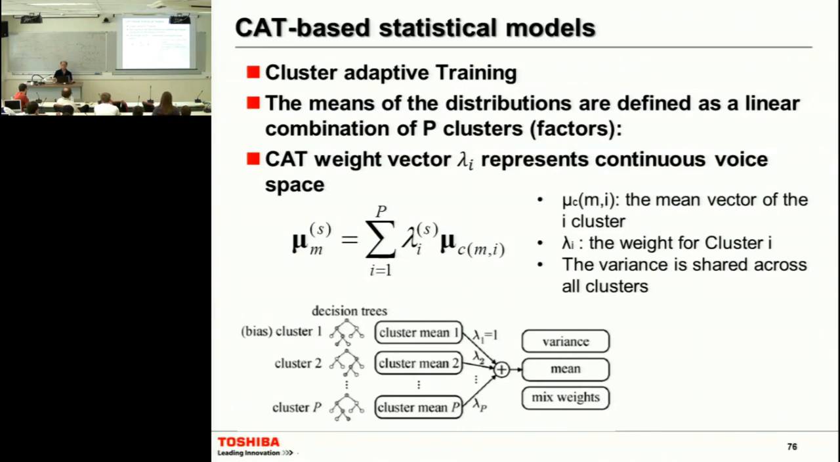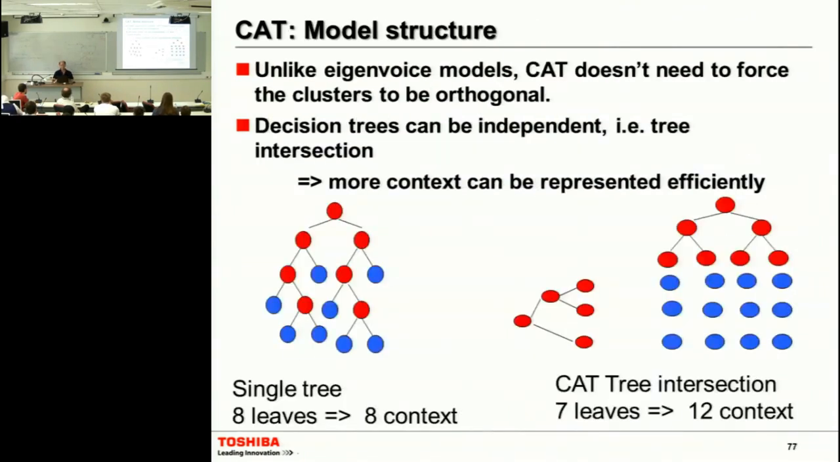And so in this case, the CAT weight, this lambda, represents a continuous voice space. And the good thing about the CAT model is that unlike eigenvoice models, CAT doesn't need to force the clusters to be orthogonal. And the decision trees can be independent. So we can combine different decision trees to create more contexts efficiently, like this.